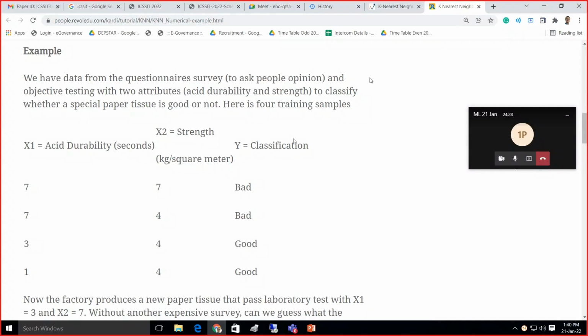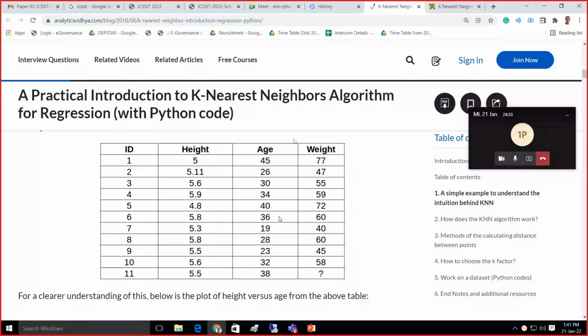In contrast, a regression problem looks like this one. Here you have height, age and weight, and the question mark is over here. You have 11 samples, data 1 to 10 form the data set you need to consider, and the 11th sample is an unknown or unseen sample. If the height is 5.5 and age equals 38, then what will be the weight? This is the question, right?